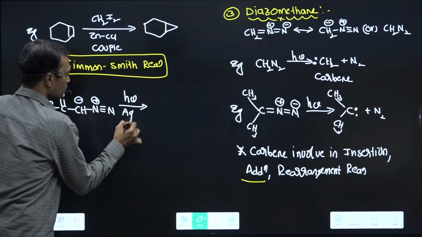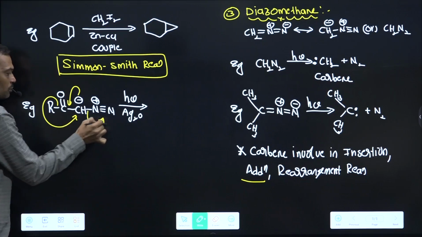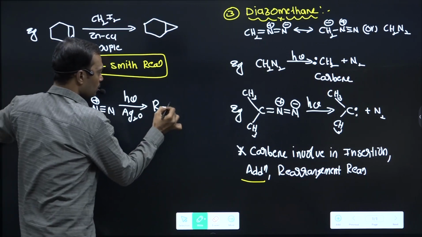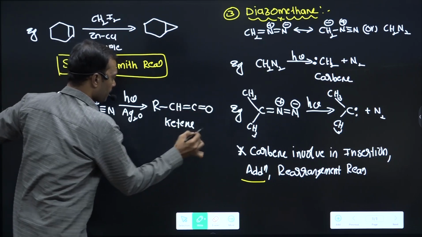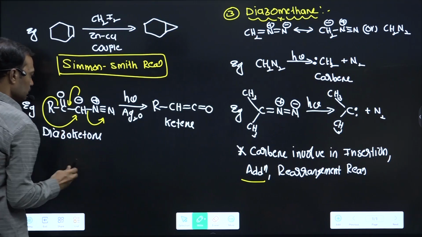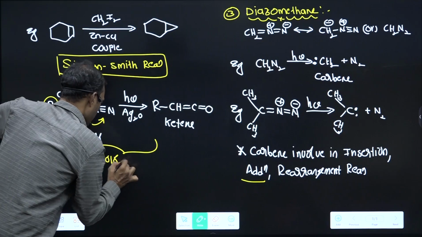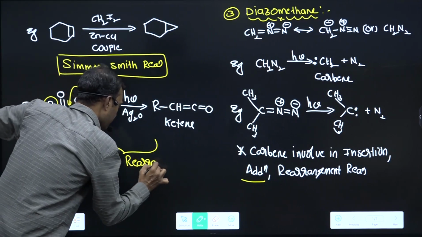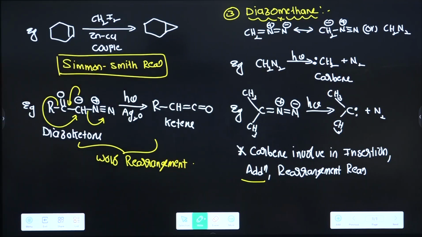See, this is photolysis in presence of silver 1 oxide. Now this negative charge migrates here, this R migrates from here to here, N2 will be removed. So after migration of this R, CH double bond O, what is this? This is ketene. This is called diazo ketone. So this is called Wolff rearrangement. Conversion of diazoketone to ketene is Wolff rearrangement. What is the intermediate? Carbene. What is the intermediate here? Carbene.